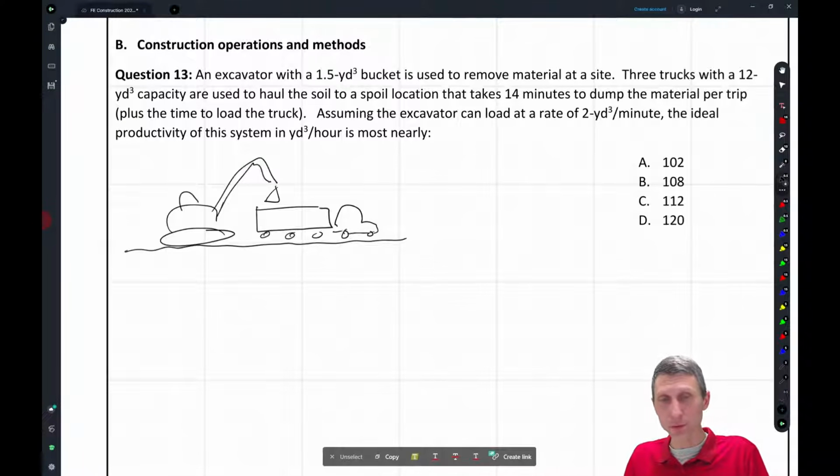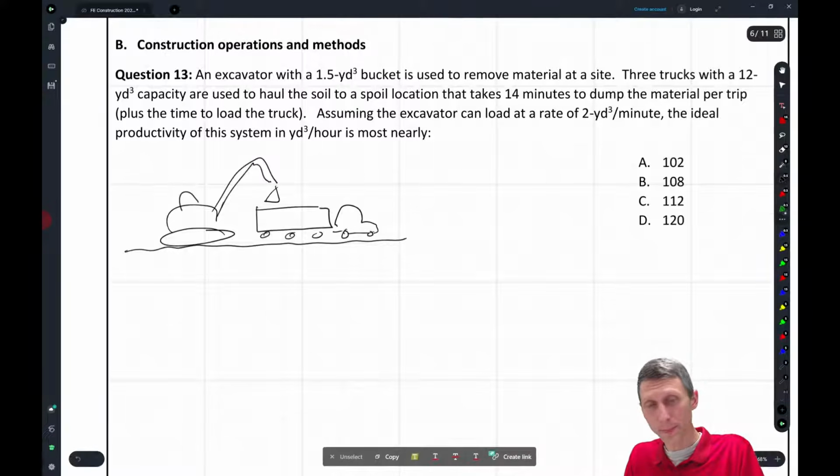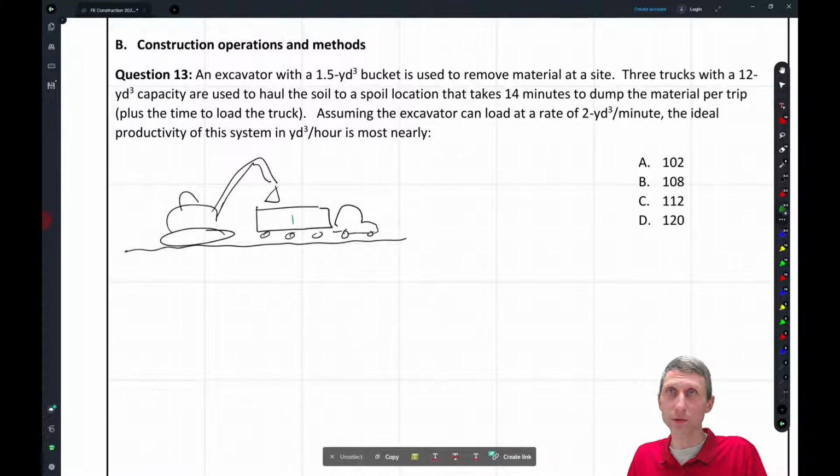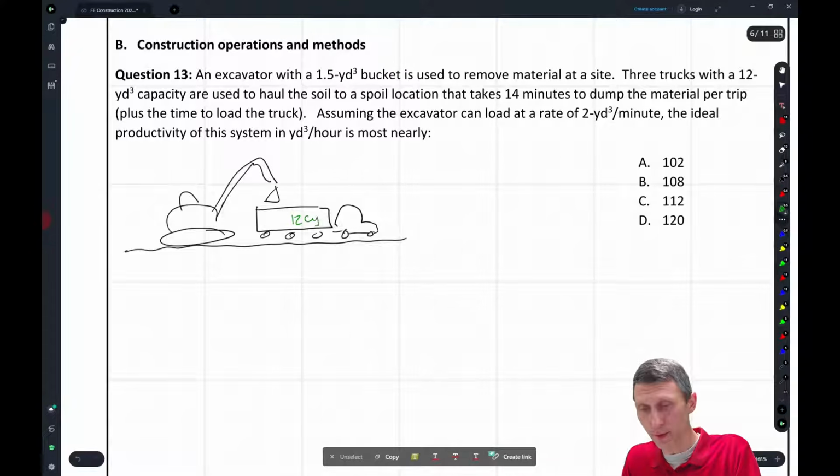let's keep going with the questions. We've got 3 trucks with 12-yard capacity. So we've got truck number 1, and then lined up behind him are truck number 2 and truck number 3. They have a 12-yard capacity, so let me just write this: 12 cubic yards. This is maybe truck A.